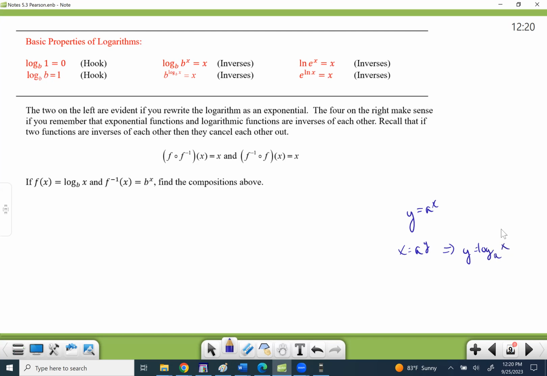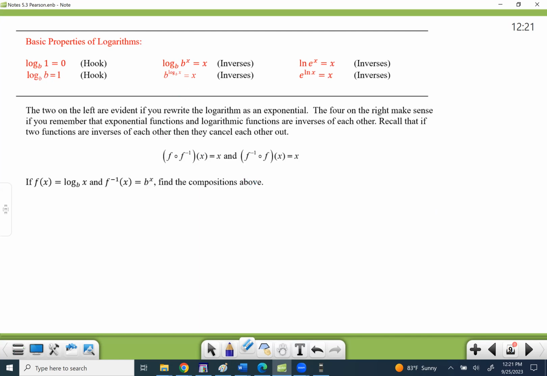Okay. So what we're saying here is logs and exponentials are inverses of each other. So that means they undo each other. They undo each other. So let me remind you of something. It's been a while, you guys. It's all the way back, I think, in chapter 2.